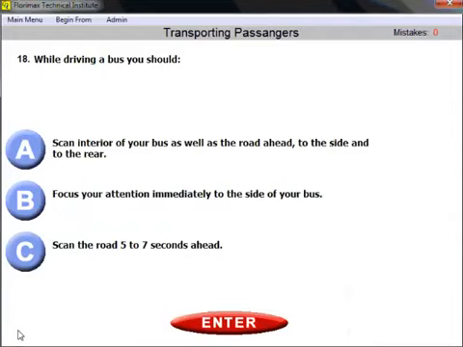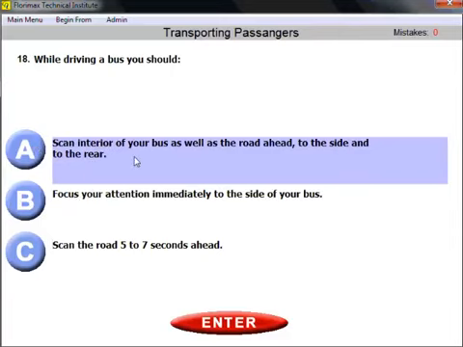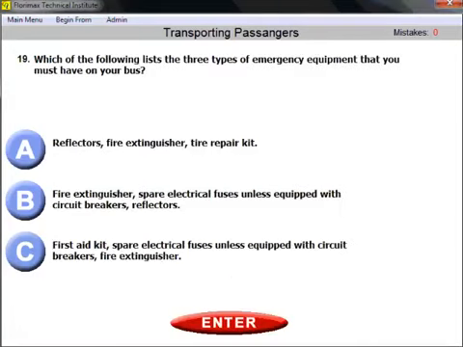Question number 18. While driving a bus, you should. Again, a general question. You need to choose from given options what you need to do. A good rule to follow is to scan the interior of your bus as well as the road ahead, to the side, and to the rear. Nothing specific, but that's good safety practice. You should scan the interior of your bus all the time, exactly as you do with your mirror checks. Scan the interior of the bus.